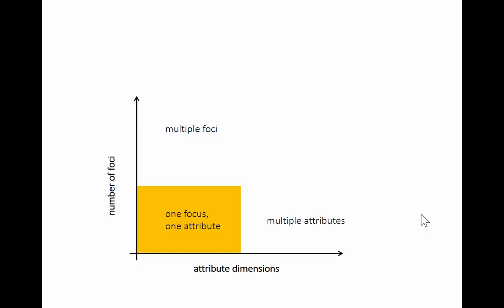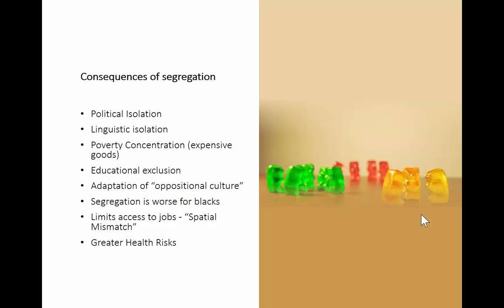some dimensions bring people together, which then also makes them more similar on other dimensions, right? And then you have an overlap of different interests, an overlap of different social categories, and they amplify each other. Okay, so why is it important to talk about segregation?